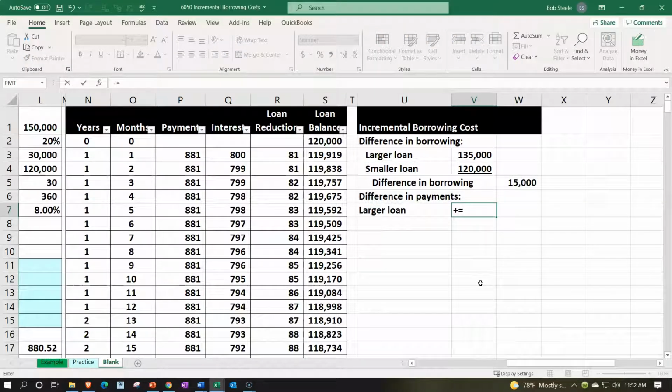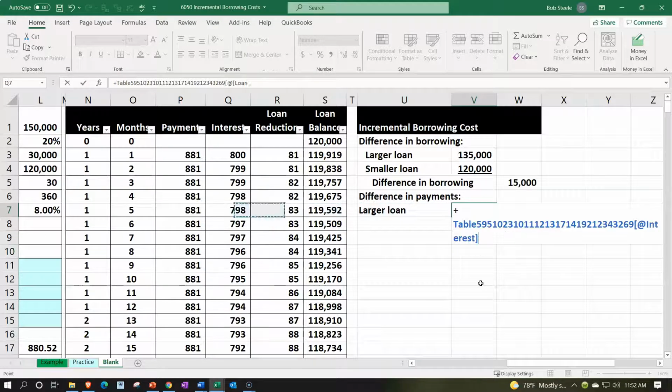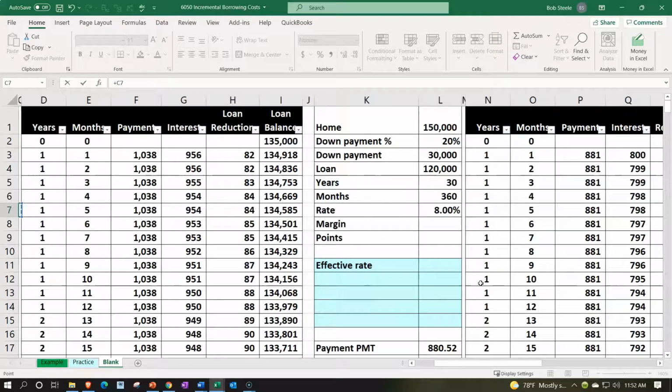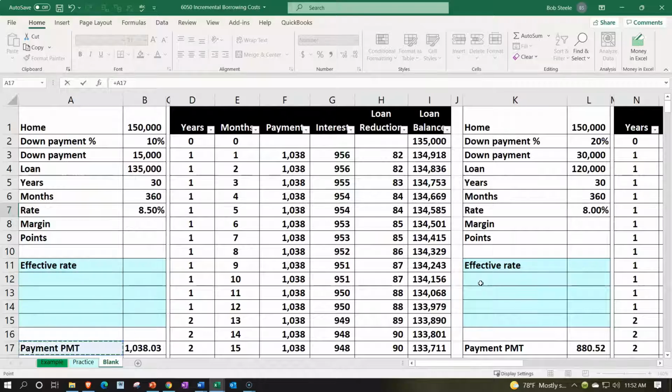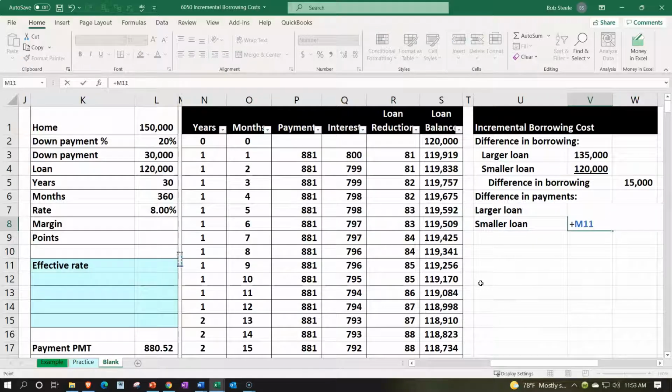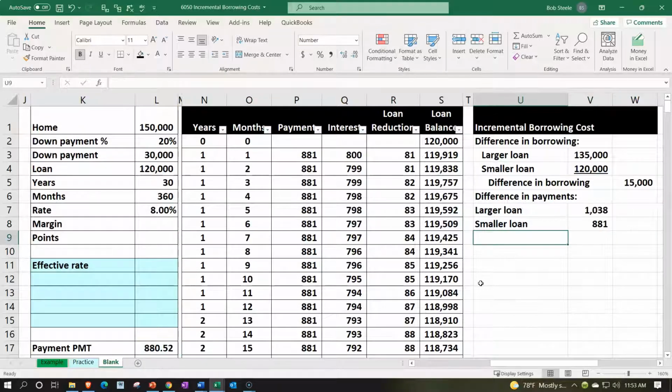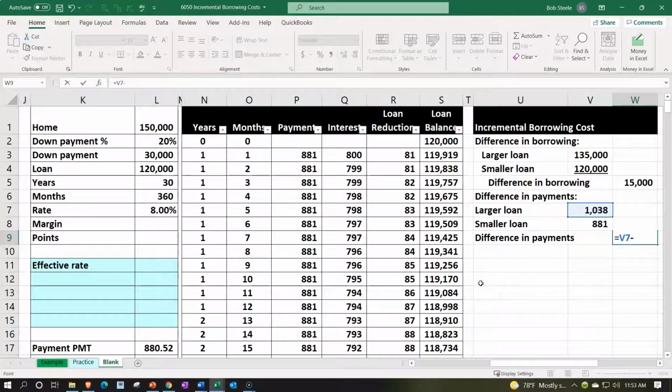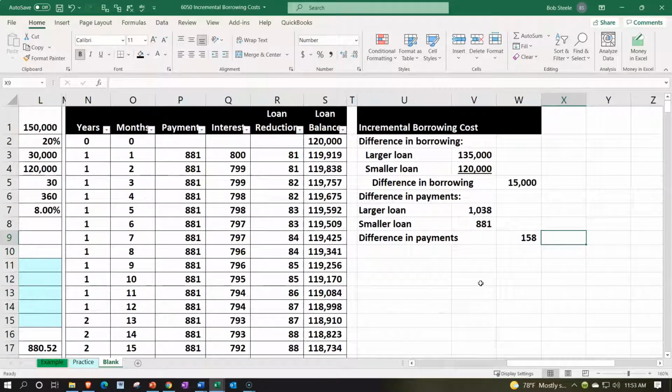So the larger loan had a payment amount, which is equal to, if we took the larger loan, we've got to pay more because it's a bigger loan, the 1,038. And the smaller loan had a monthly payment amount of the 880.52. So there's a difference in payments equal to the 1,038 minus the 881. That's going to be the 158. Let's add some decimals. Number group, adding decimals, underline under the 880, font group and underline.